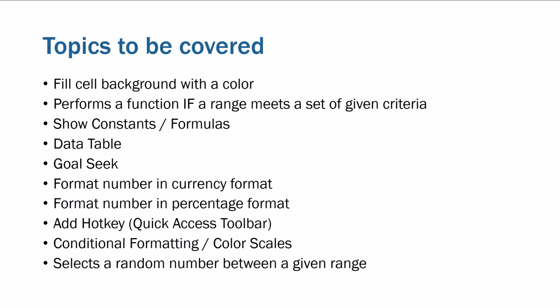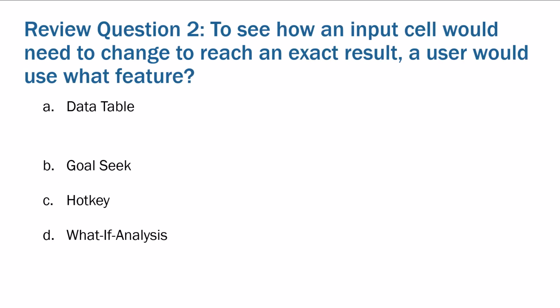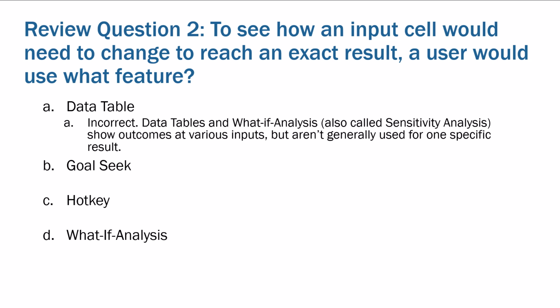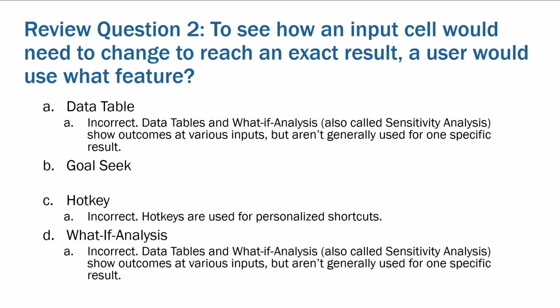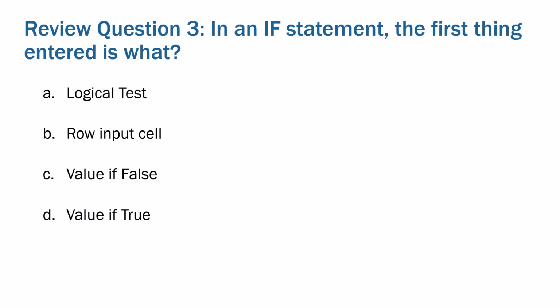We went through sensitivity analysis. These are all of the items that we just covered. So review question 2, to see how an input cell would need to change to reach an exact result, what would you use? Again, you're looking for one exact result, one input cell here. You would not use a data table, which is a what-if analysis or a sensitivity analysis, because that'll show outcomes at various inputs. You would not use a hotkey, which is personalized shortcuts. You would not use a what-if analysis, which is like a data table. You would use a goal seek. That's how you would do that one.